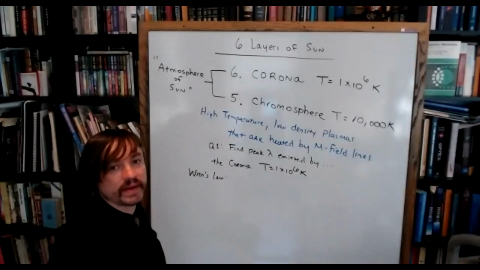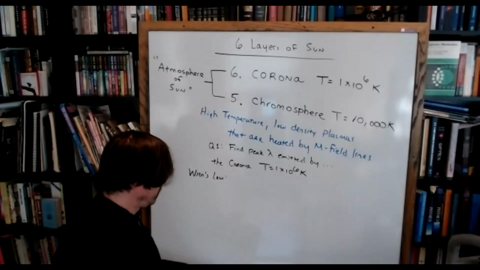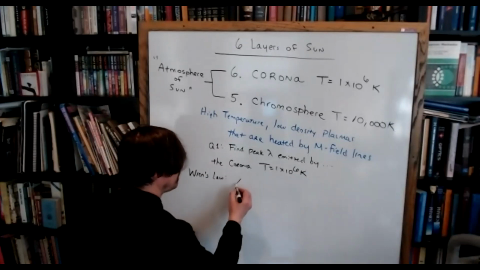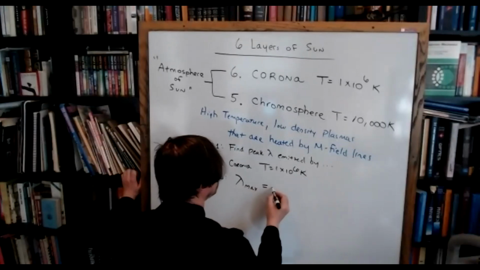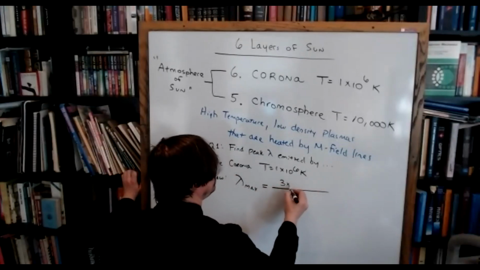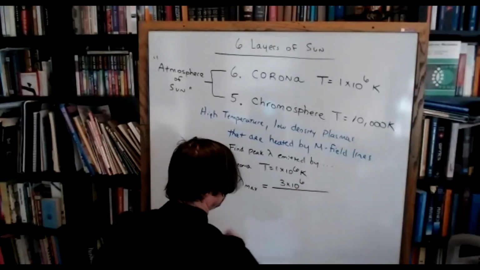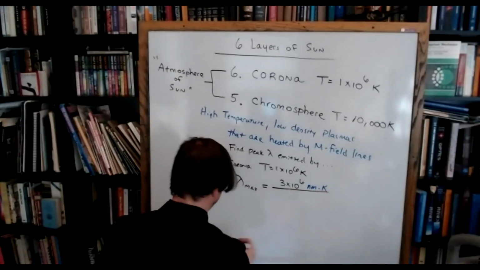What's Wien's law all about? Wavelength max equals 2.9 × 10⁶ nanometers times Kelvin over temperature. What do you say we cheat and just use 3 million nanometer Kelvins, because 2.9s are boring. We don't have time for that. And that's divided by the temperature, right?